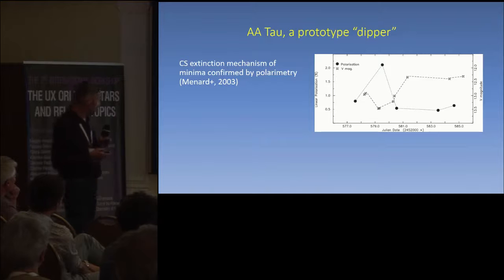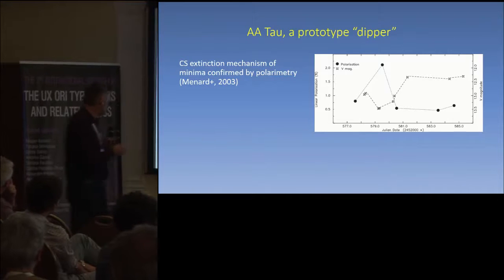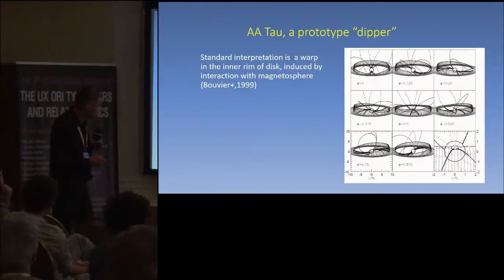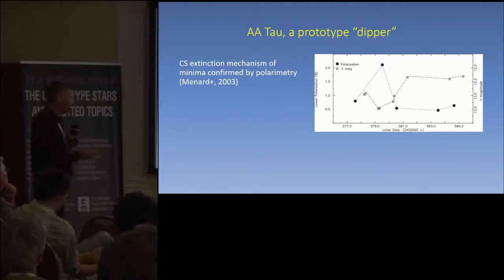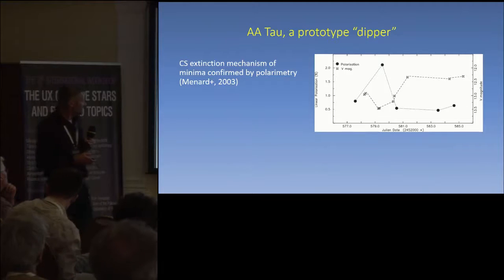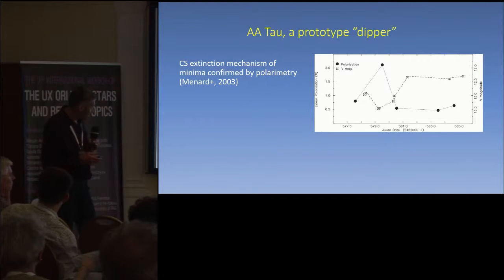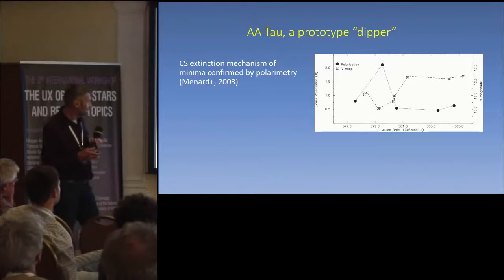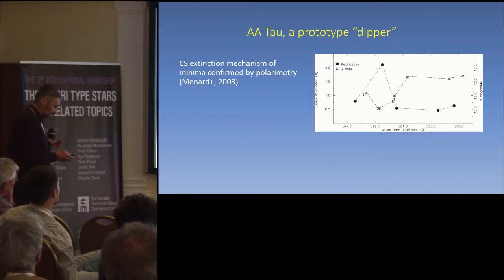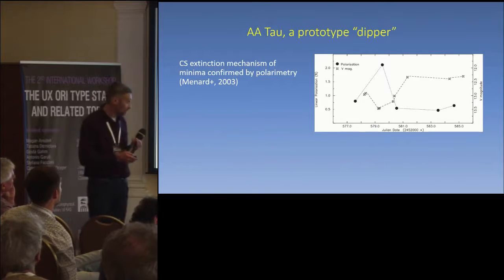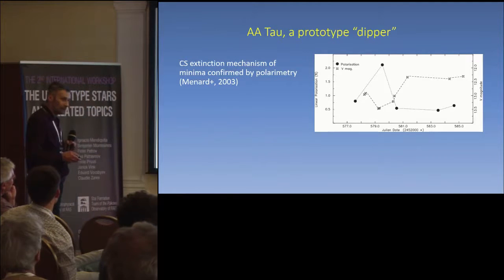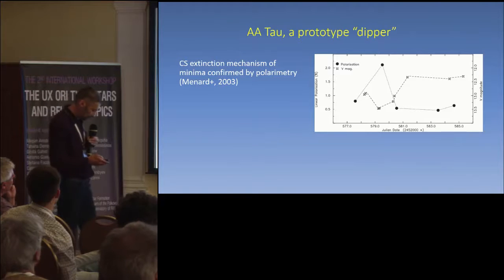This was confirmed polarimetrically by Menard and co-authors. This is one of the sets. It's not quite impressive. Photometry is not simultaneous with polarimetry, but nevertheless, this signature, the rise of polarization in minima, is there. It's observed.